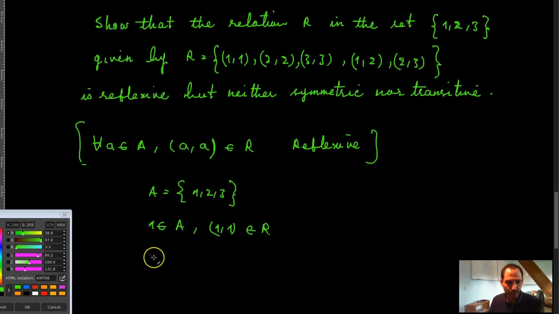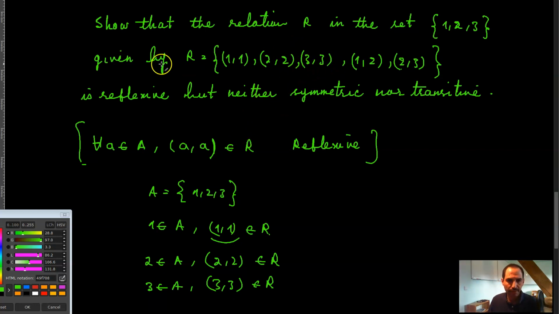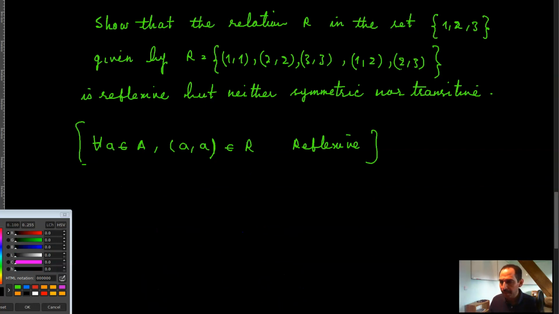Basically, if, for example, 2 belongs to A, then (2, 2) has to belong to R. And if 3 belongs to A, then (3, 3) belongs to R. If this is the case, then you can say that R is reflexive. And as you can see, (1, 1) is there, (2, 2) is there, (3, 3) is there, and so you can say that, of course, R is reflexive.